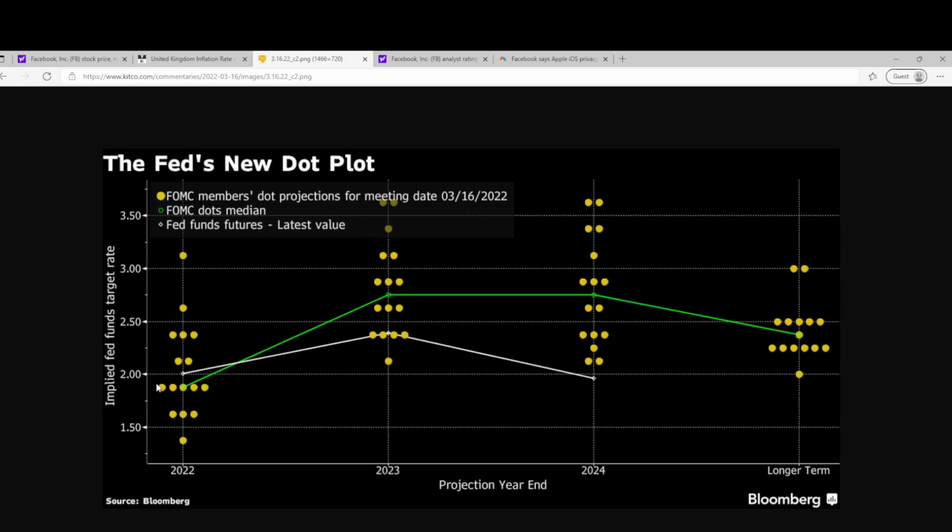So you can see for this year, they're saying an average of nearly 2%, 1.75% maybe. That's probably towards the end of the year. Next year, they're looking at 2.5 to 3%. So they're projecting quite a few interest rate rises this year, and then a few next year, normalising around 2.5 to 3%.